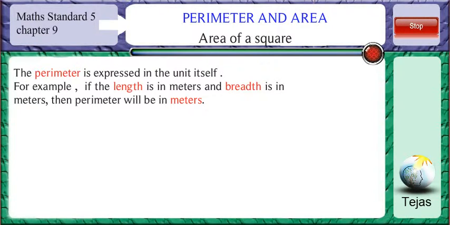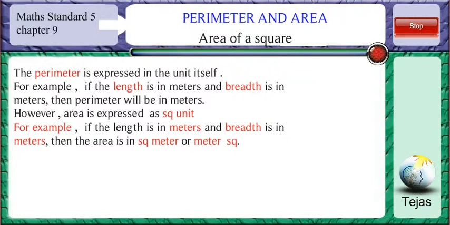For example, if the length is in meters and the breadth is in meters, then the perimeter will be in meters. However, area is expressed as square units. For example, if the length is in meters and the breadth is in meters, then the area is in square meters or meters square.